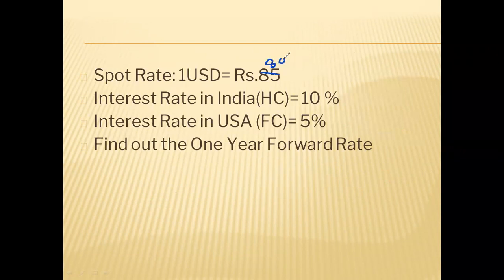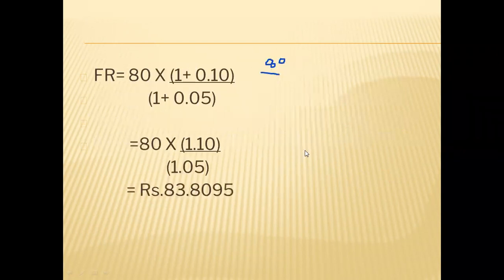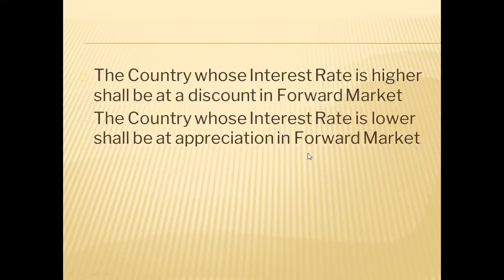In spot it was 80. In future it became 83. So the value is increasing for the US dollar, which means the value will decrease for the Indian rupee, because India's interest rate is more than the US interest rate. So this is the interest rate parity theory.